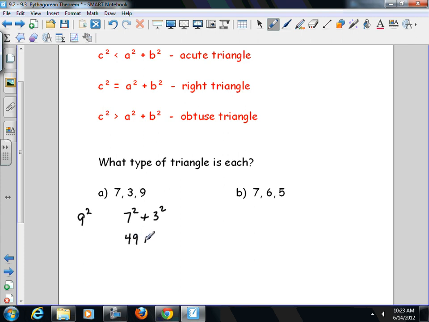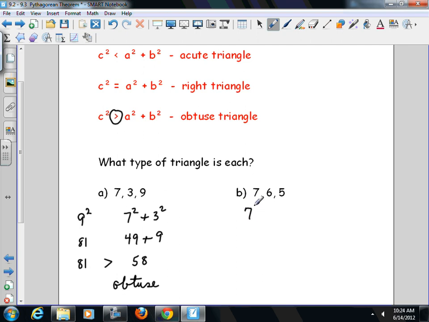So we have 49 plus 9, which gives you 58. And then on the left side, 9 squared is 81. Is 81 less than, greater than, or equal to 58? It's greater than. So if we use a greater than symbol up here, this is obtuse. Let's do the next one.